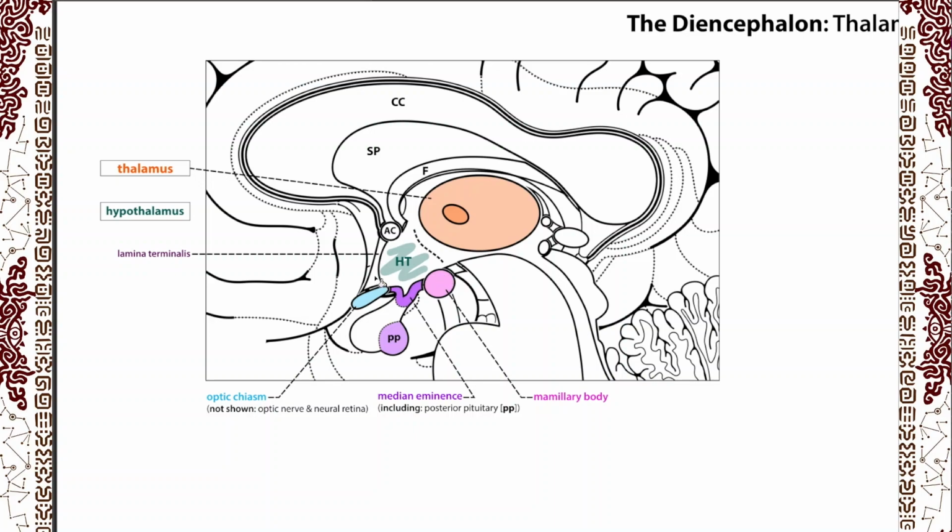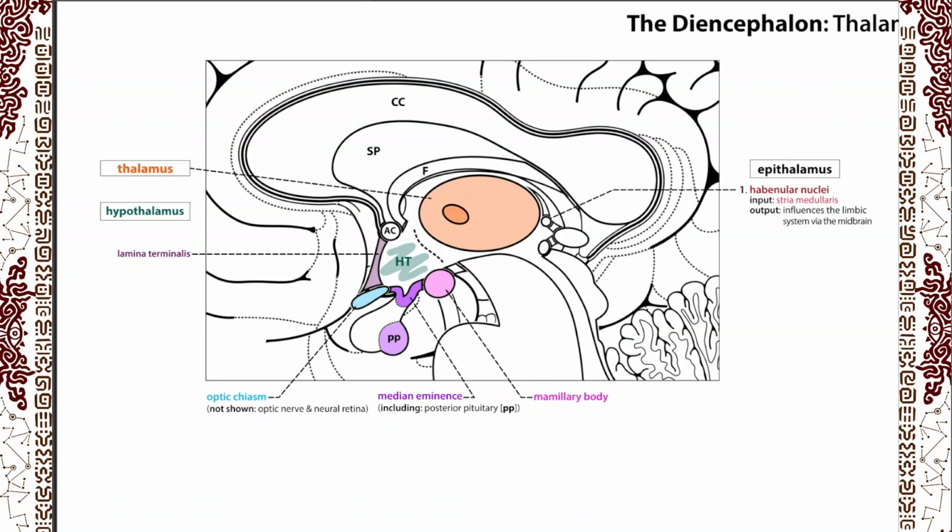The anterior-most aspect of the third ventricle is referred to as the lamina terminalis, or the terminating lamina, and the hypothalamus and thalamus are delineated from one another by the hypothalamic sulcus, illustrated here with a dotted line. The posterior division of the diencephalon is called the epithalamus and will include three main areas.